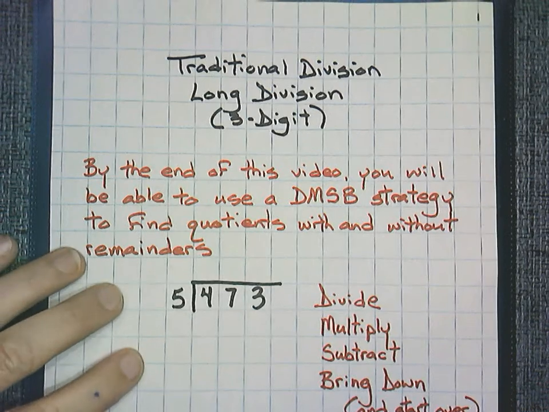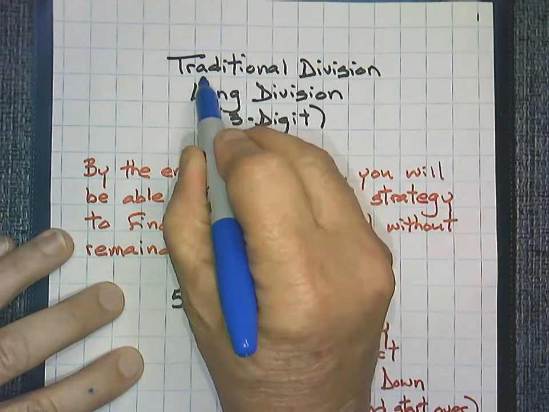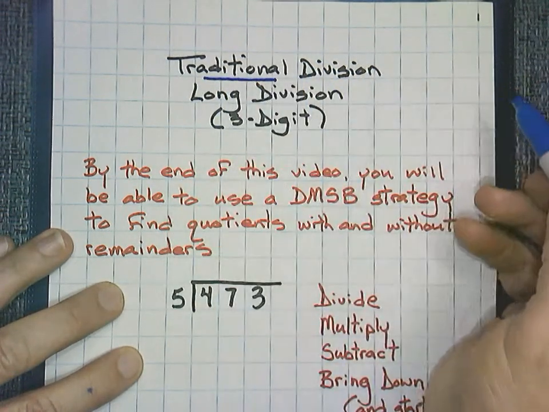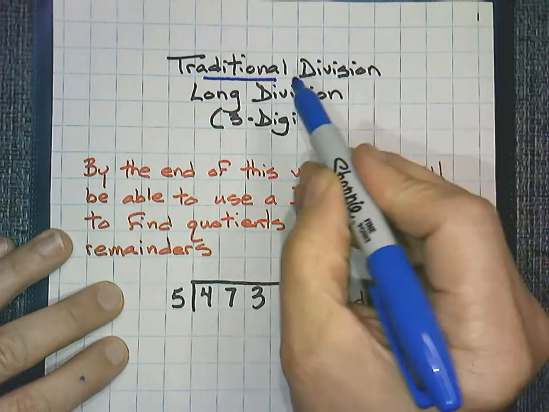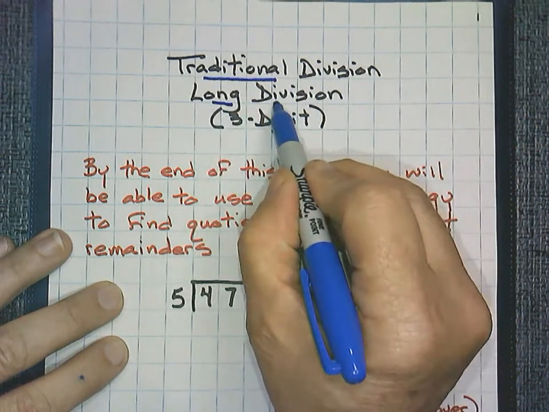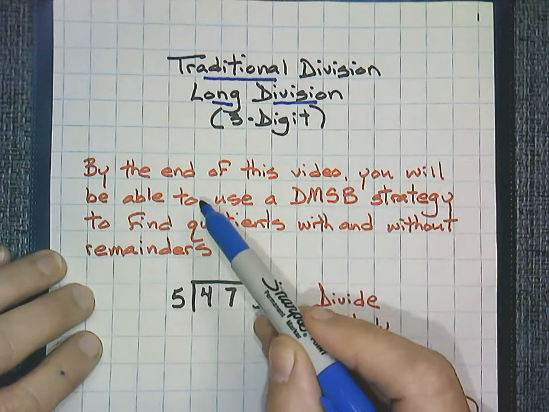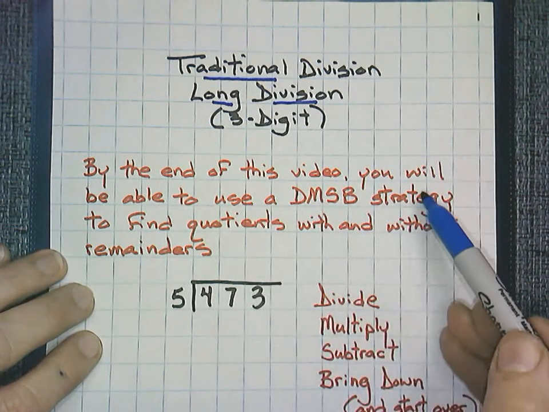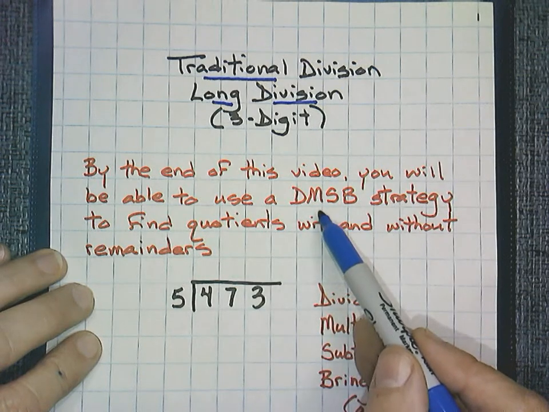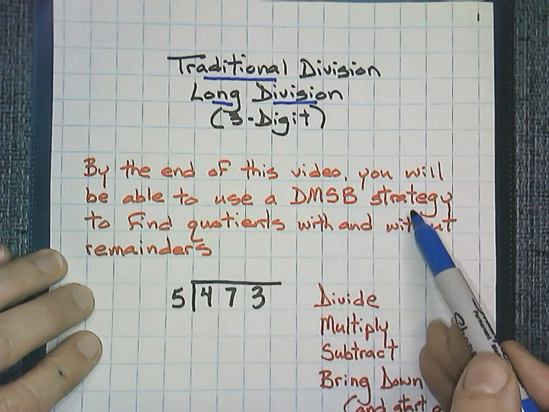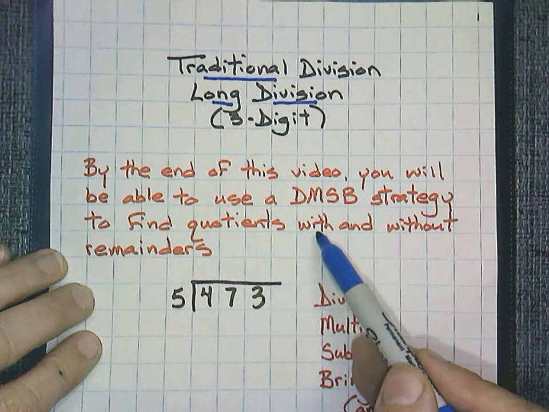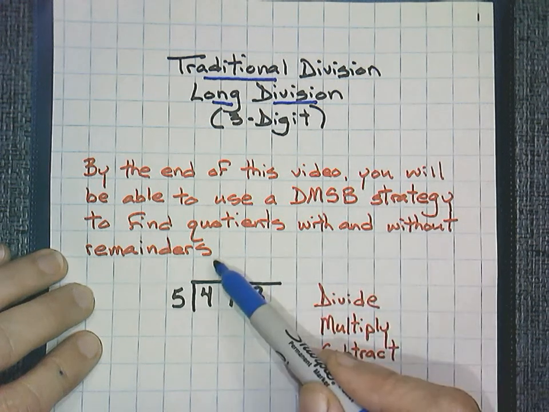Walker. Our topic today is traditional division, sometimes referred to as long division. We're going to be working with three-digit problems today. By the end of this video, you will be able to use a DMSB strategy to find quotients with and without remainders.